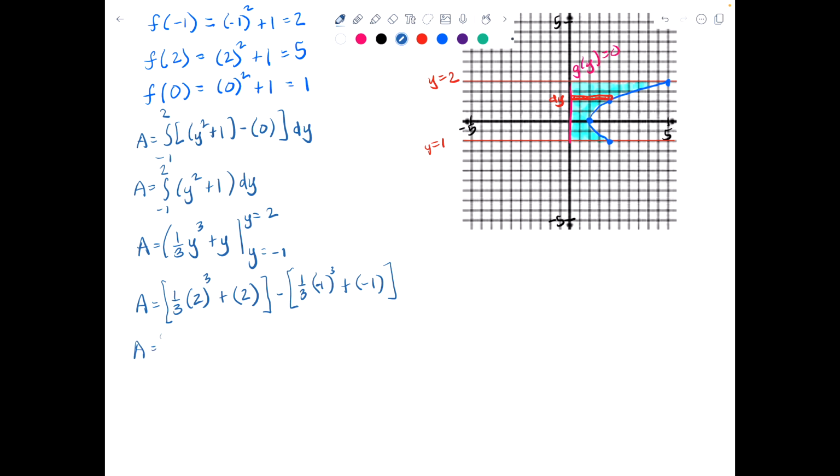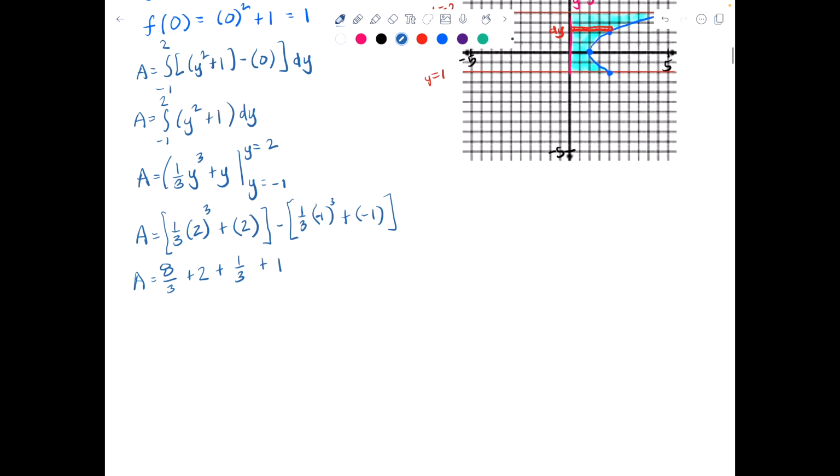This is going to give us 8/3 plus 2 plus 1/3 when I distribute the minus through, and plus 1. So we will have 9/3 when I add the fractions, plus 3, which is 3 plus 3, which is 6 square units. Awesome.